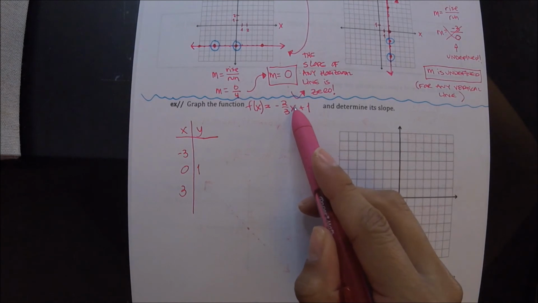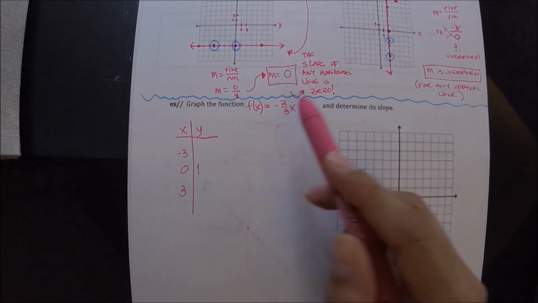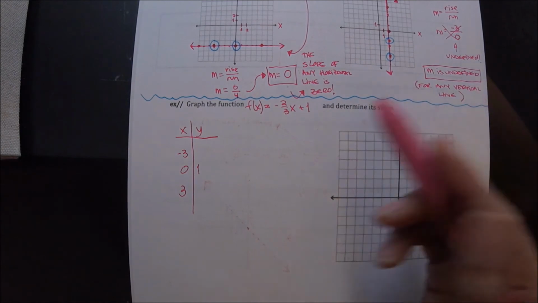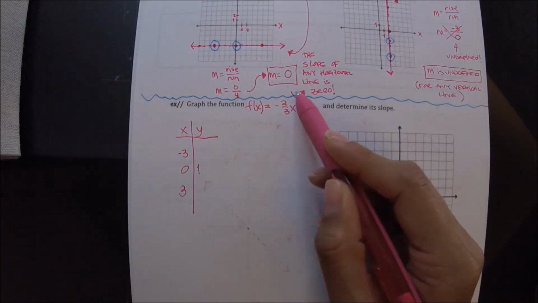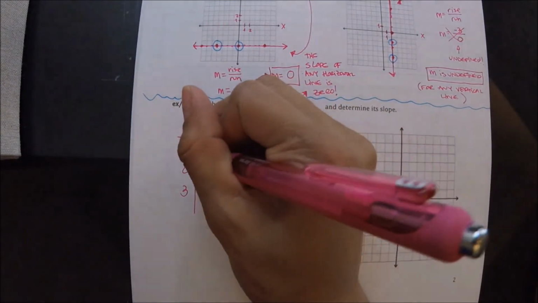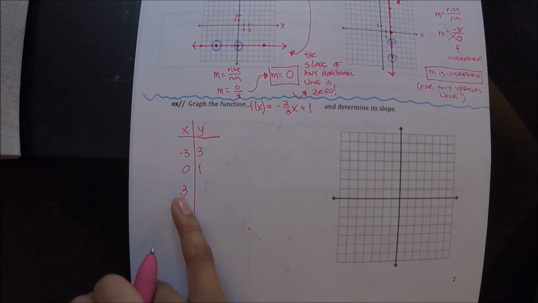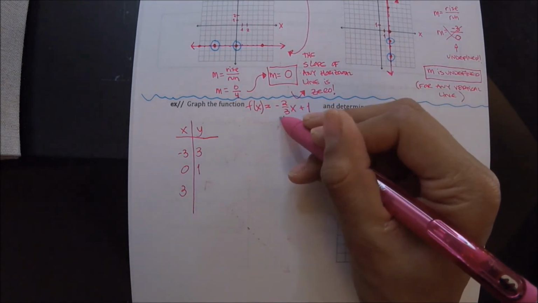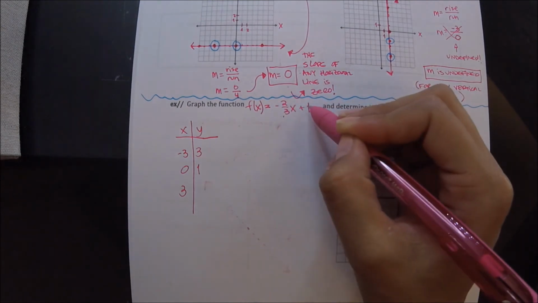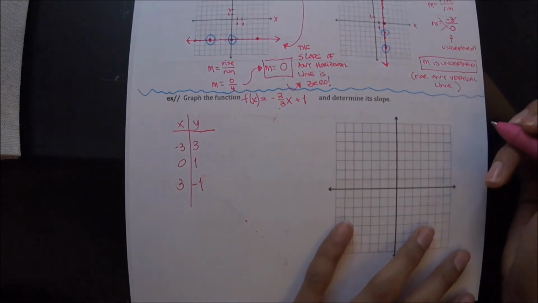If I plug in negative 3 for x, I have a negative times a negative, so the entire thing will be positive, and then the 3's cancel, so then I get 2 plus 1, which is 3. And then if I plug in a positive 3, the 3's cancel, I'm left with negative 2 plus 1, which is negative 1. So let's plot these values.